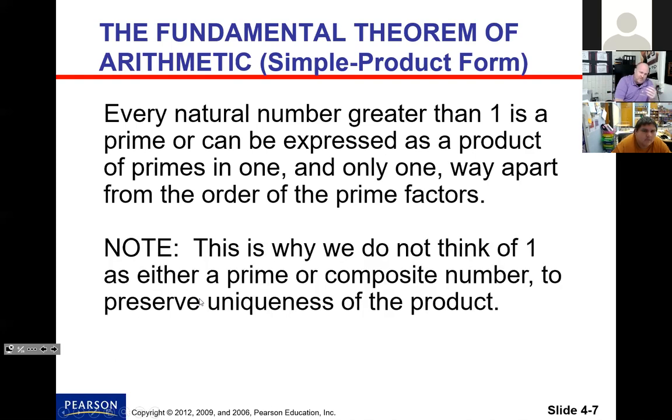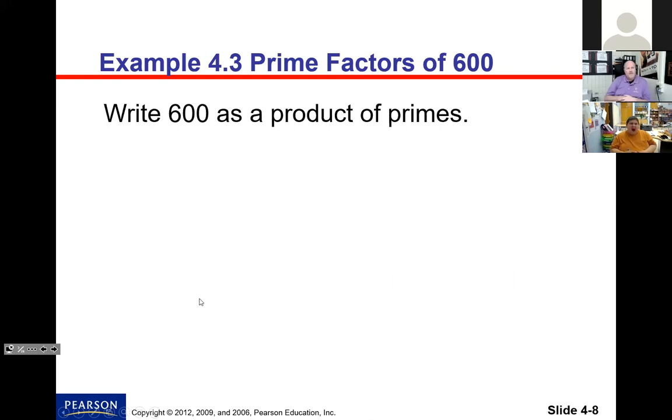This is why we do not think of 1 as either prime or composite, because it's unique. We'll do an example on the next page. Hopefully this makes sense. If it doesn't, let me know and I'll do another example. You know what? Let's start with something easier than 600, honestly.